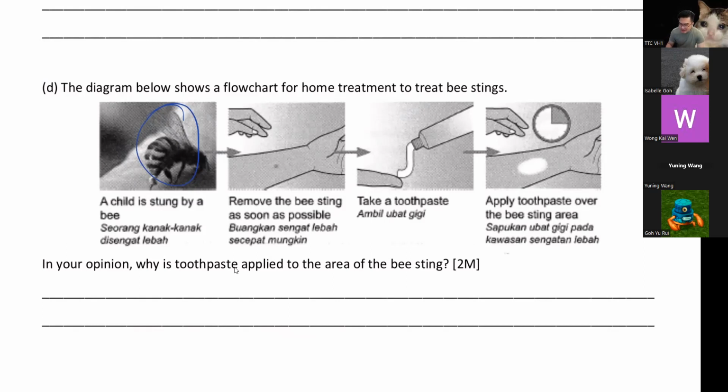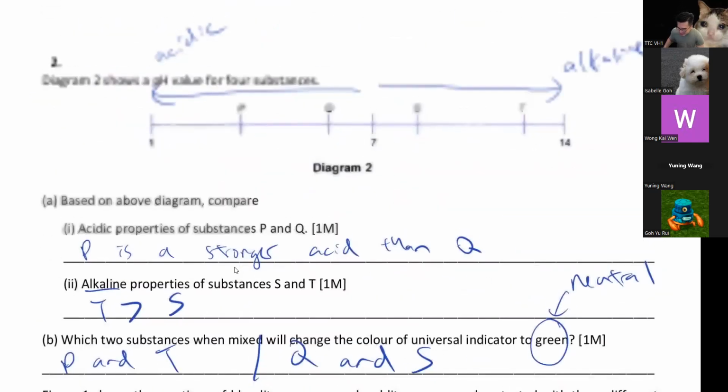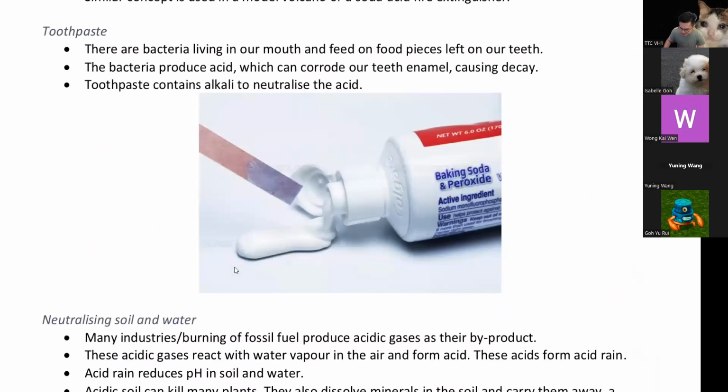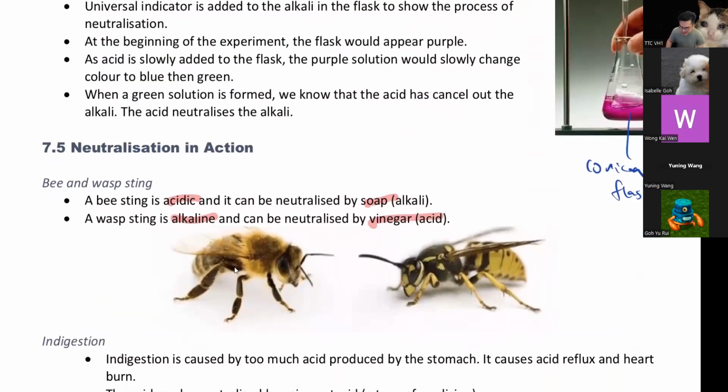Okay, so guys, bee sting is acidic or alkaline, if you got stung by a bee? You ready? You are the insect expert here. Come. Bee sting is acid or alkaline? I mentioned this last week lah. Bee sting is acidic. Wasp is alkaline, right?